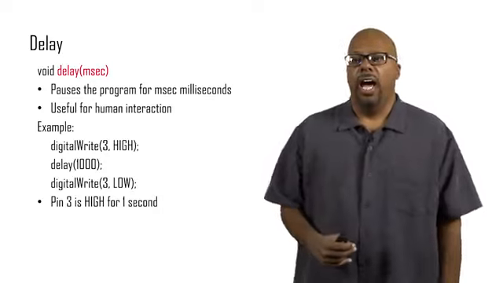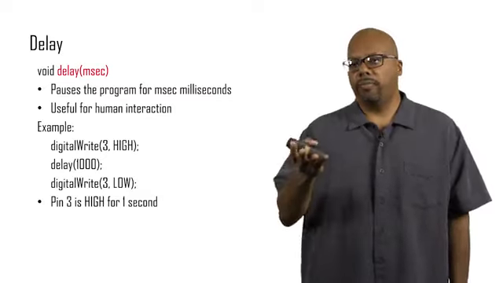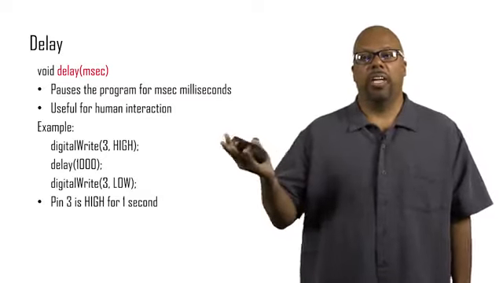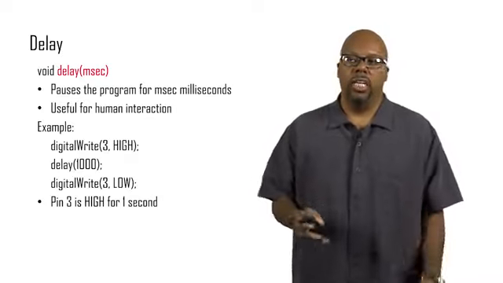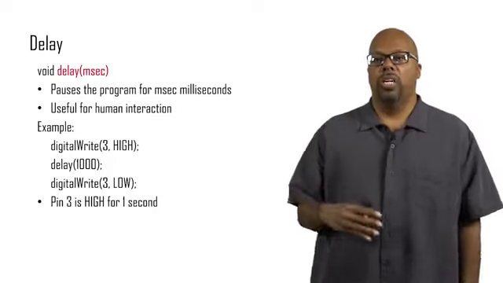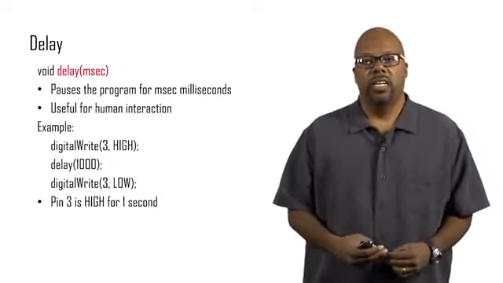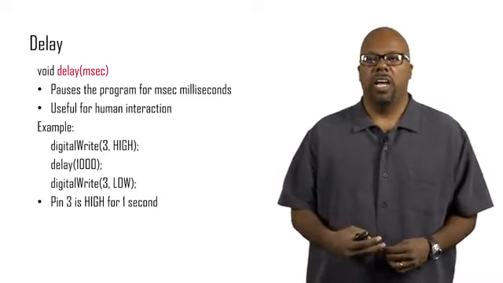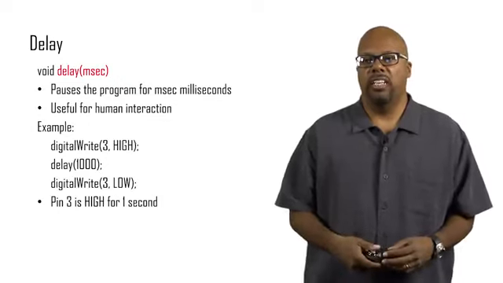Here's an example. We've got digitalWrite pin 3 HIGH, so that sets pin 3 high. Then delay 1000, so that waits for 1 second. And then digitalWrite 3 LOW. What that does is set the pin high for 1 second. So that's pretty simple, what delay does.